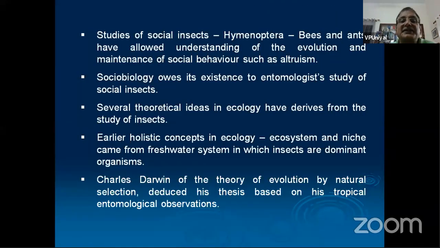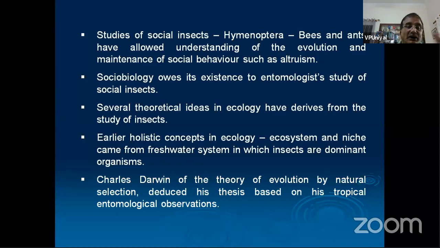Studies of social insects, Hymenoptera, bees, and ants have allowed understanding of the evolution and maintenance of social behavior, such as altruism. Social biology comes from entomological studies; social insects are important. Several theories and ideas in ecology have derived from insects. The earlier holistic concept of ecosystems came from the freshwater system of insects. Even Charles Darwin deduced his theory of evolution by natural selection based on his tropical entomological observations. Understand how important insects are.